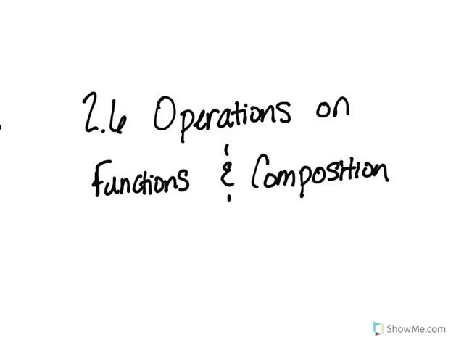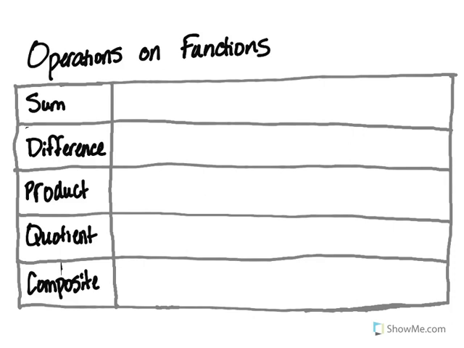Okay, this is the other part of 2.6, which is operations on functions and composition. This is going to be a short part. I'm going to try to make it short for y'all. So the first operation is the sum. If we have something that looks like f plus g of x, this is going to look like f of x plus g of x. So literally just write the first function plus the second function.